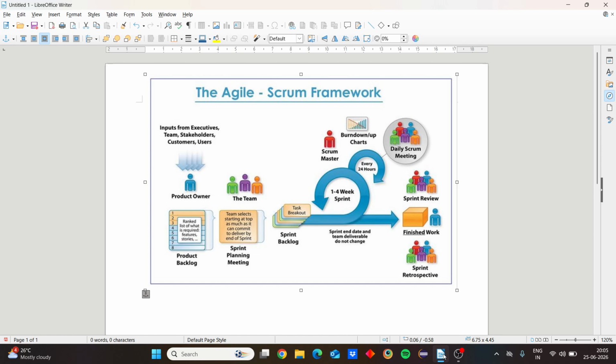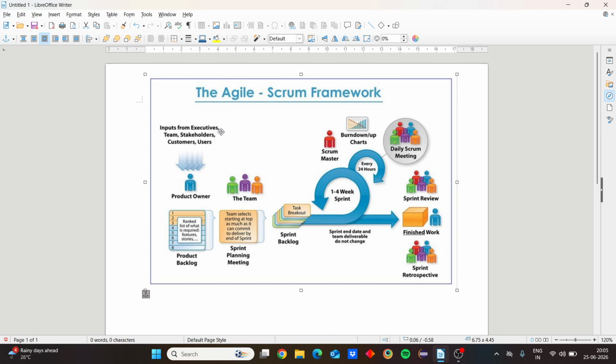So, Scrum is a framework through which we can develop and test the software and finally release the software to the customer. Scrum is a framework through which we build the software product by following the Agile principles. So, the main Scrum framework in Agile starts from here.